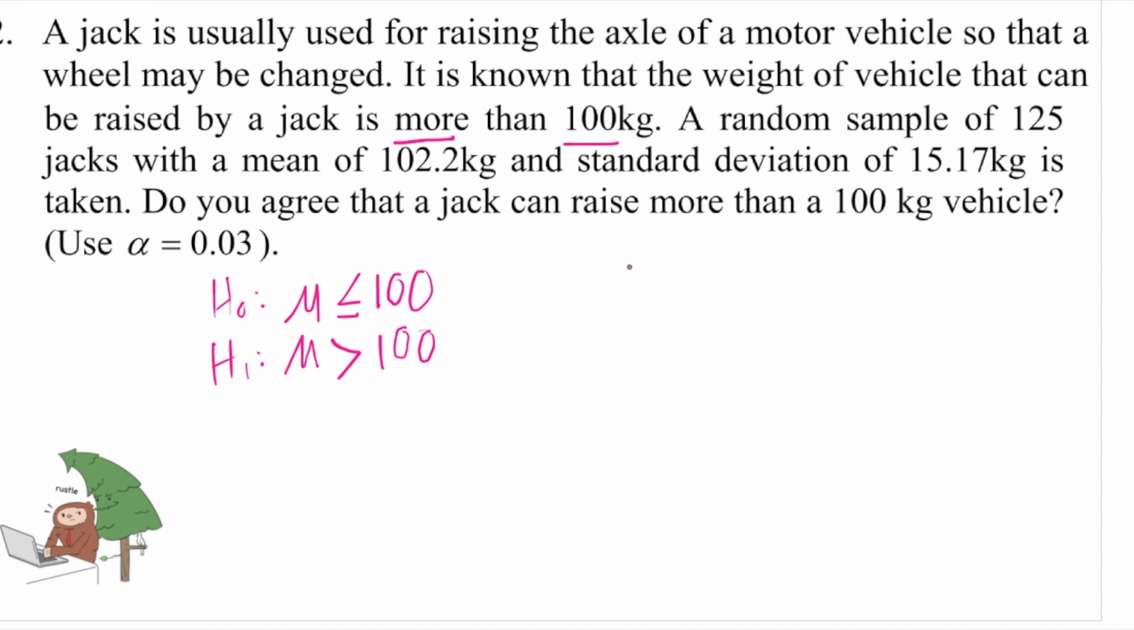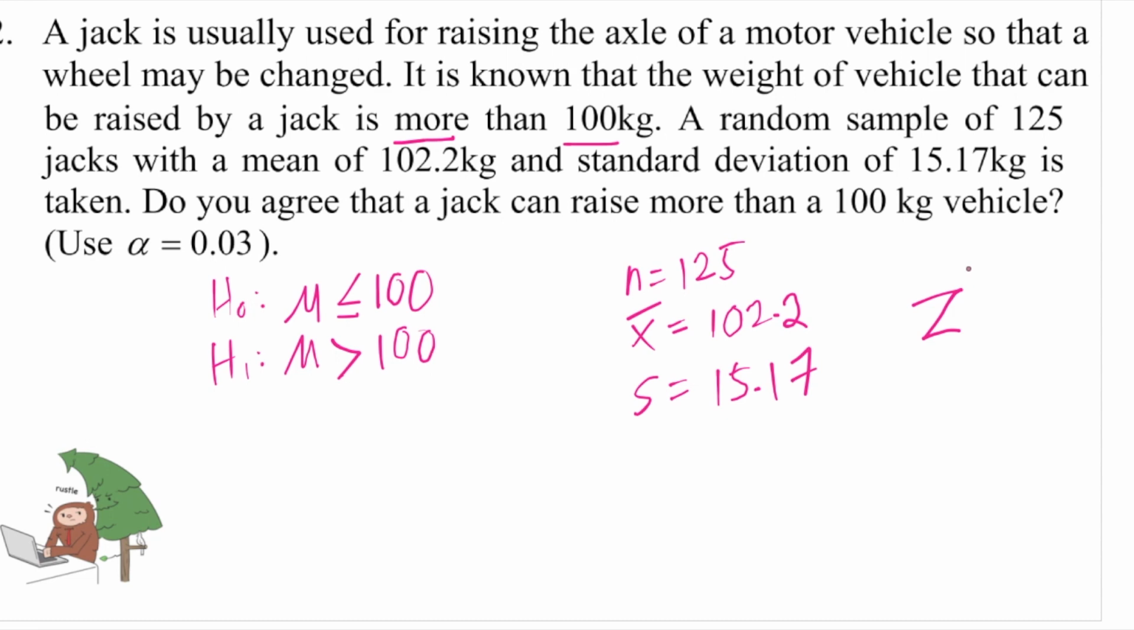Random sample of 125. The sample mean is 102.2 kilograms, and this would be the sample standard deviation, 15.17 kilograms. Because the sample size is large, we will be using the standard normal distribution. So our test statistic would be Z star.